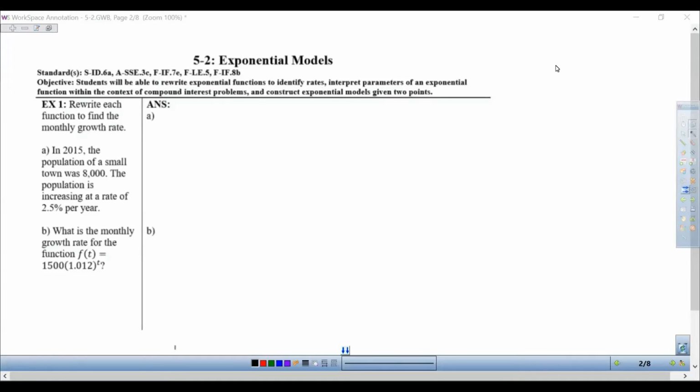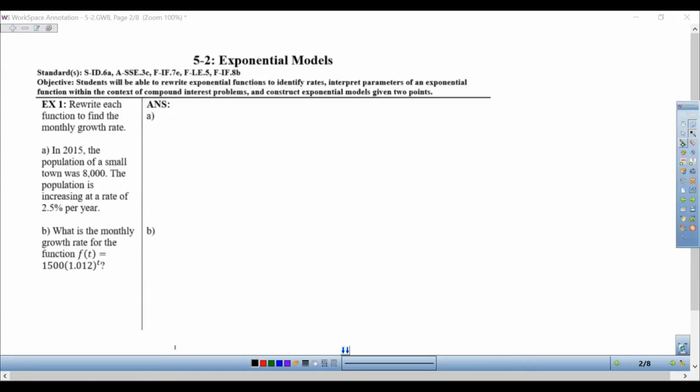So in section 5.2, it's titled Exponential Models. We're going to start by rewriting exponential functions to identify rates. We're going to interpret parameters of exponential functions within the context of compound interest problems, and we will construct exponential models given 2 points.